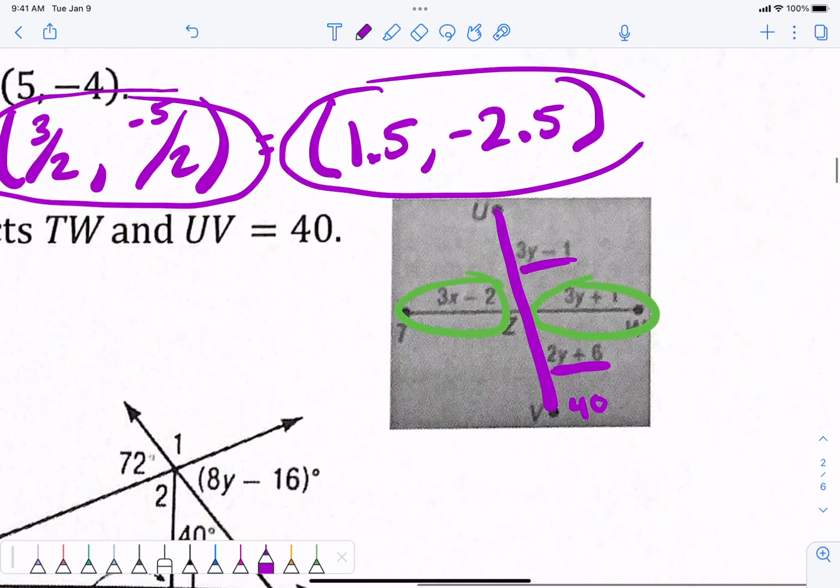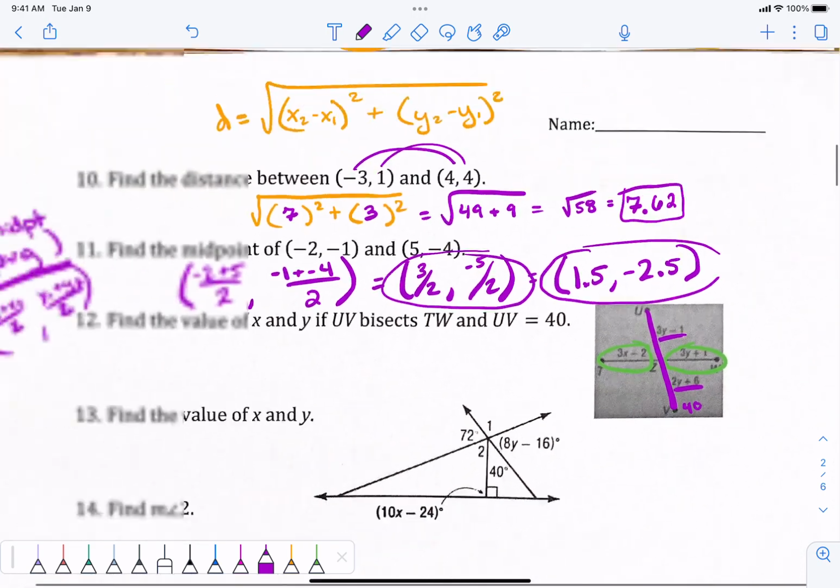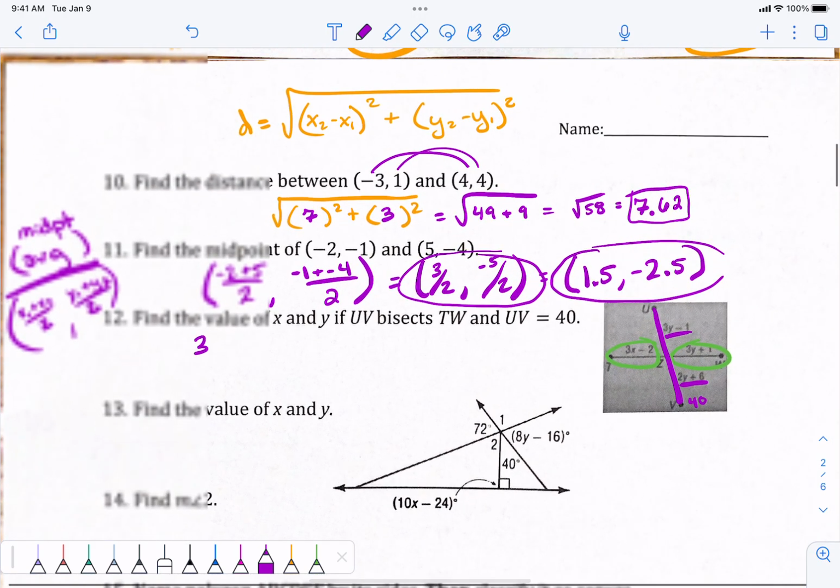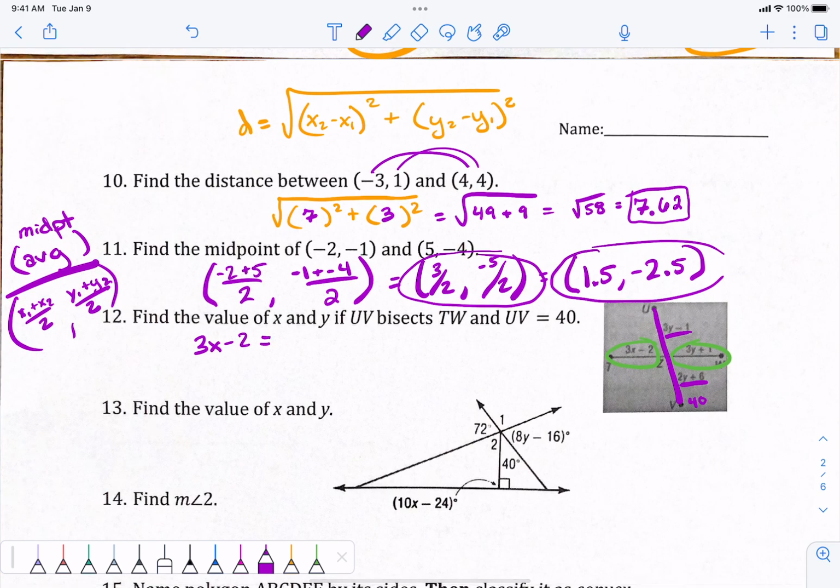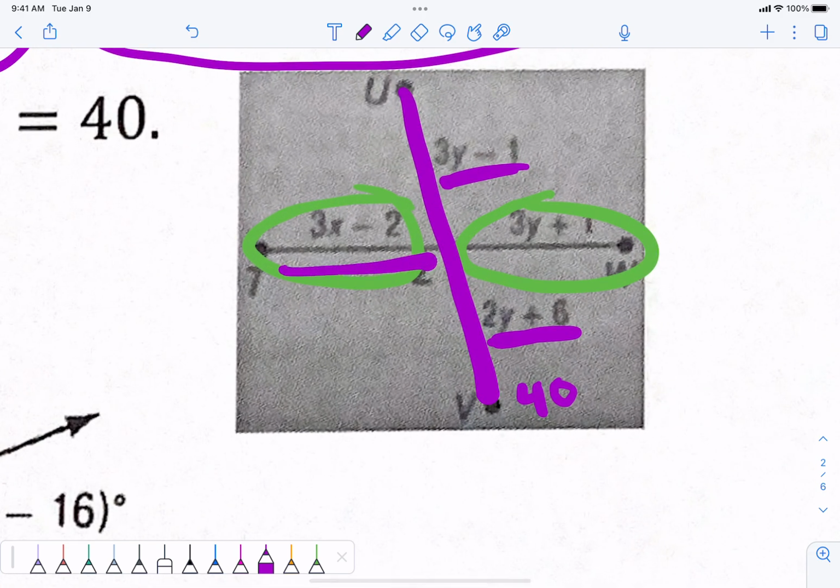All right, so let's write some things we know. We know that the green ones match, right? So let's go over here. 3x minus 2 is equal to 3y plus 1. Just wait, I'm going to write that out, okay? So we know that these two match, right? Those two are the same as each other.